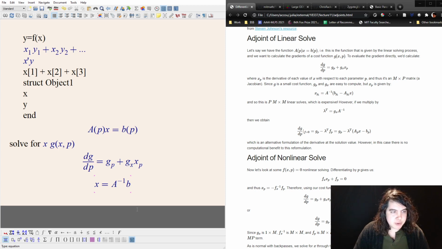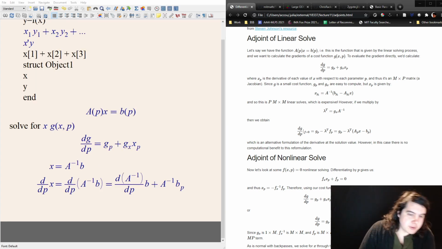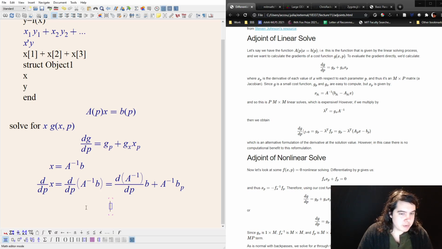So let's do the chain rule on this then. Sorry, that way of deriving it is not as straightforward. Here's an easier way to get to that expression. You can just say that Ax equals b, that's what we're solving for, and now you can take the derivative of both sides by p. By the chain rule, derivative of A by p times x, plus A times x derivative by p, equals b derivative by p. That's just the product rule.